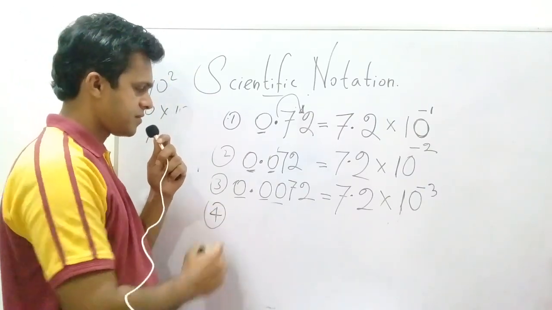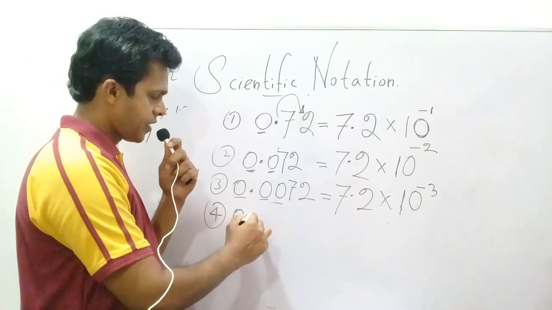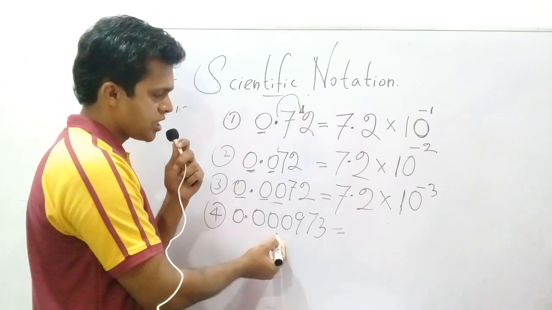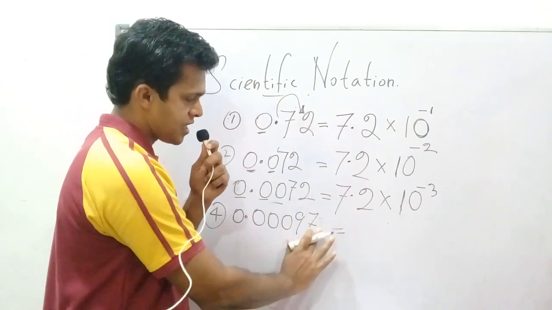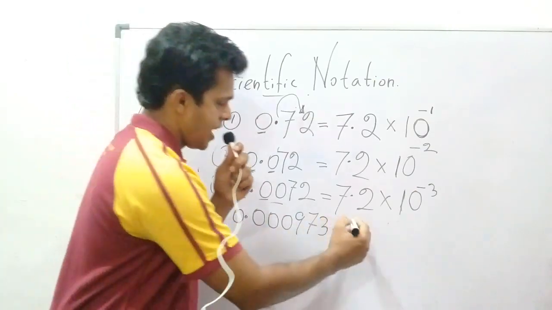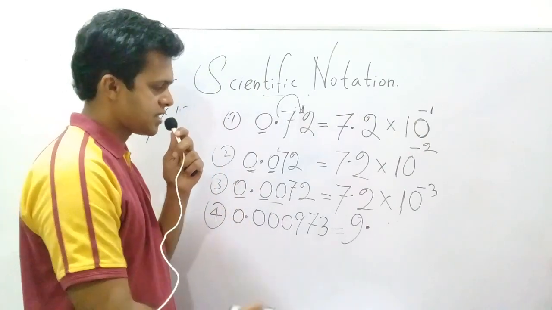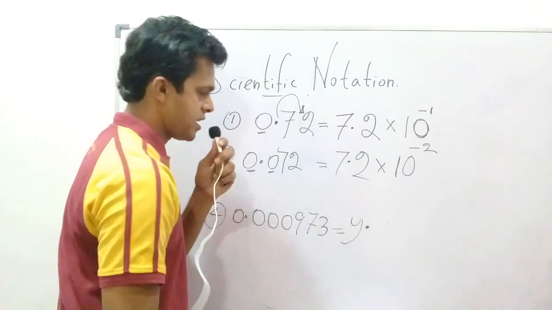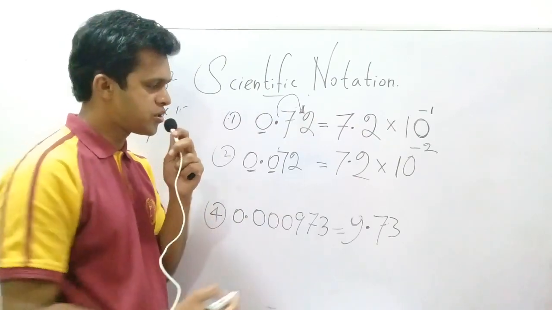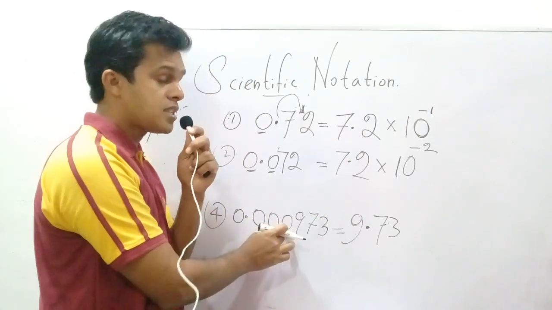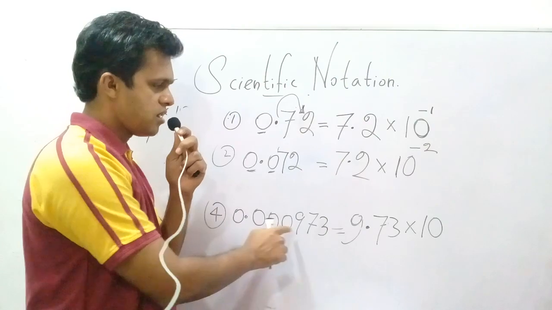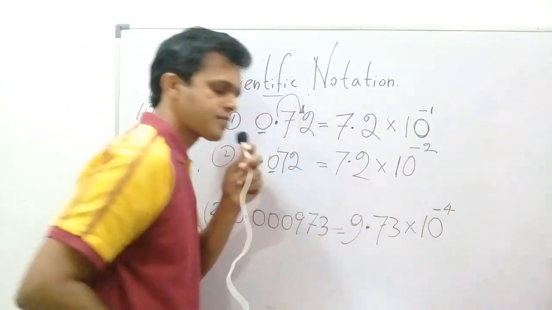This one, how do you do this one? 0.000973. How do you write this decimal number in scientific notation? 9.73 into 10 to the power. How many zeros could you see here? 1, 2, 3 and 4. 4 zeros, therefore 10 to the power minus 4. Okay.